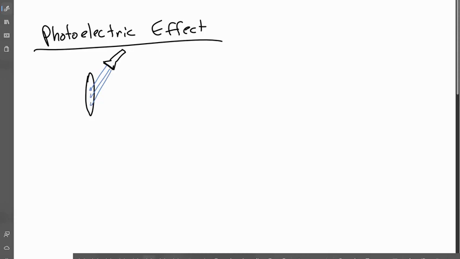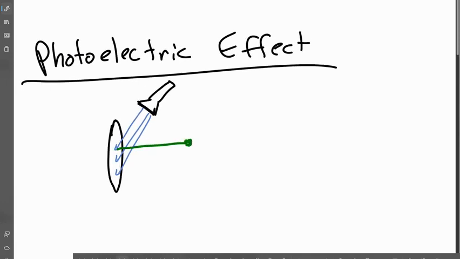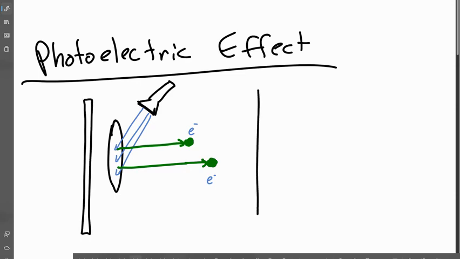Okay, but what if, because as these electrons leave, they're negative electrons. So what if I put this in between charged parallel plates? And what if I make this one negative and this one positive? What's going to happen to those electrons?